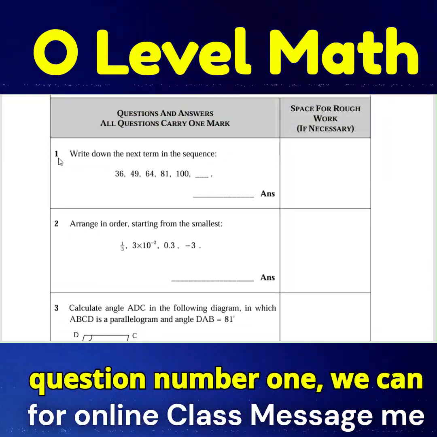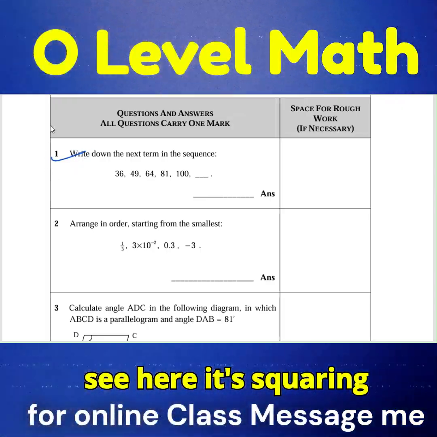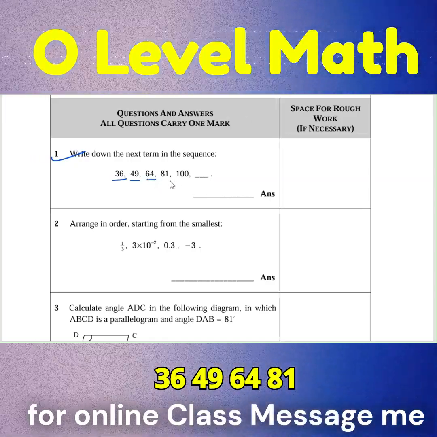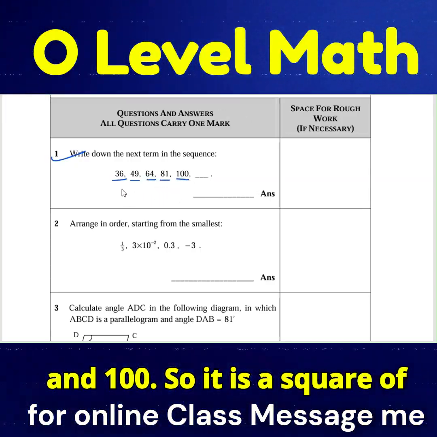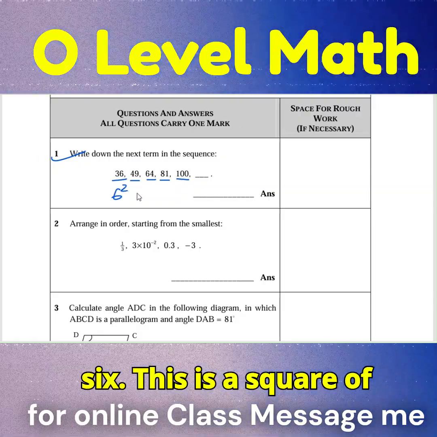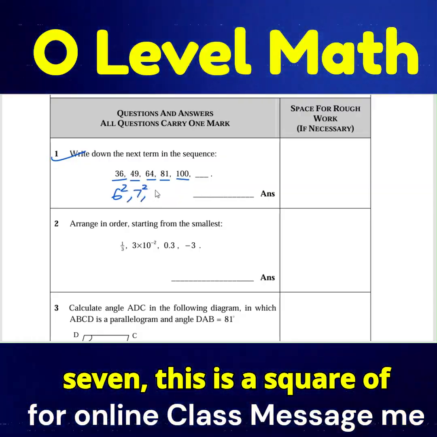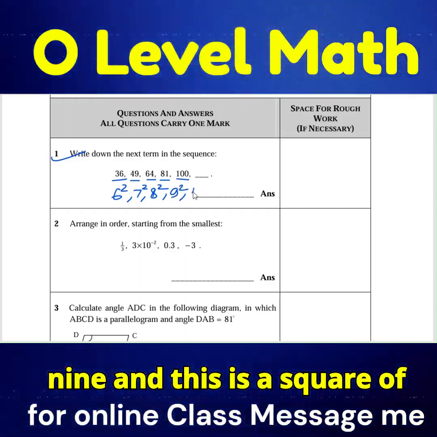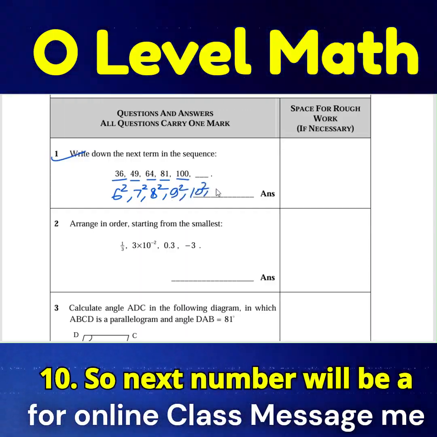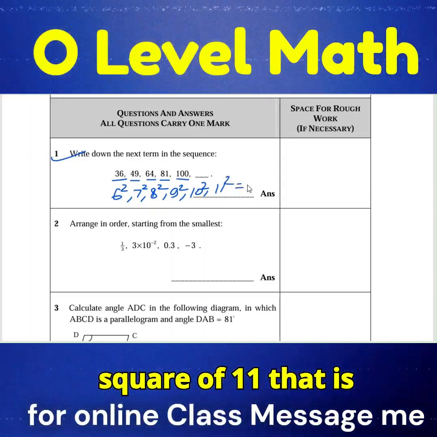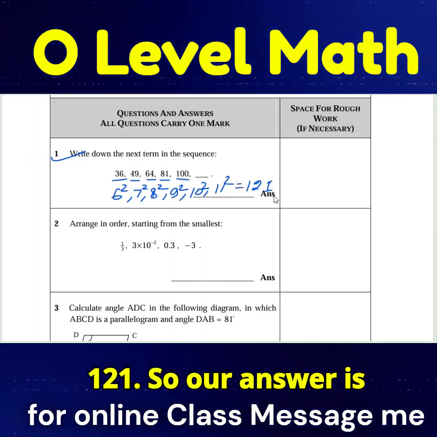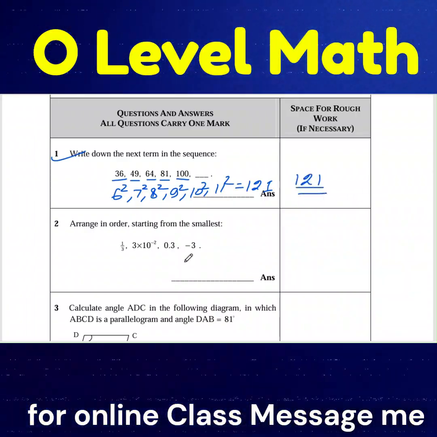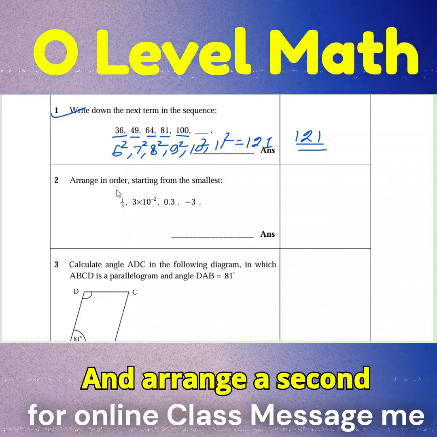Okay, question number one. We can see here the numbers 36, 49, 64, 81 and 100. This is the square of 6, this is the square of 7, this is the square of 8, this is the square of 9 and this is the square of 10. So the next number will be the square of 11, that is 121. So our answer is 121.